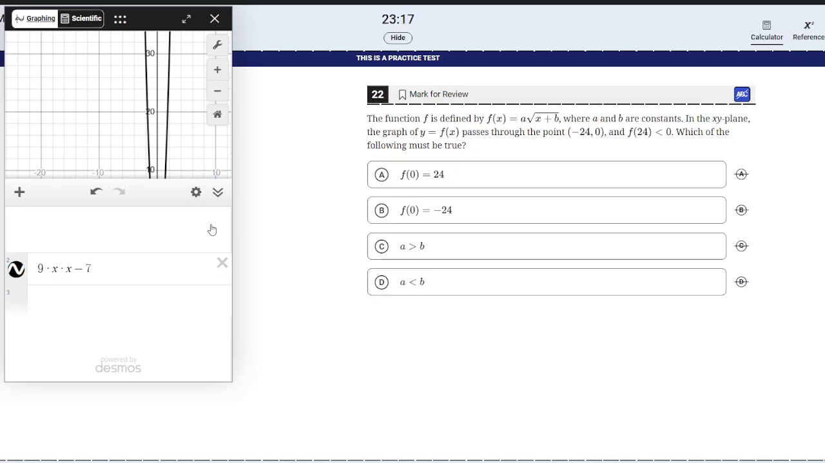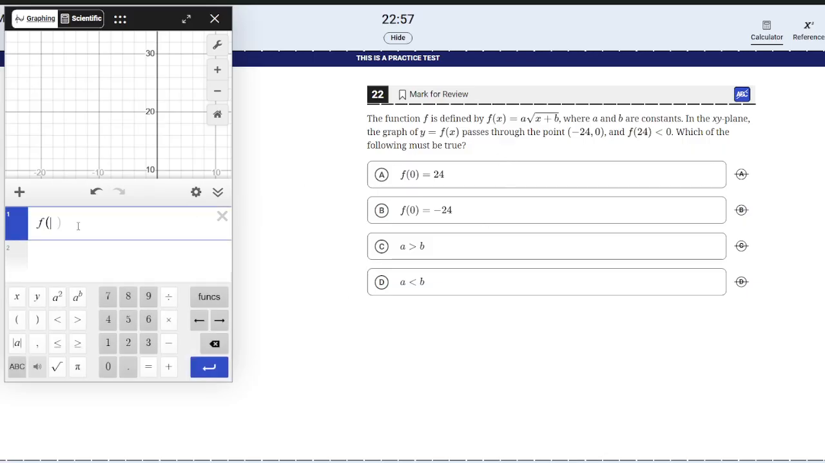Okay, so this is our last question, number 22. The function f is defined by f of x is equal to a times square root of x plus b, where a and b are constants. In the xy plane, the graph of y is equal to f of x passes through this point, and f of 24 is less than 0.